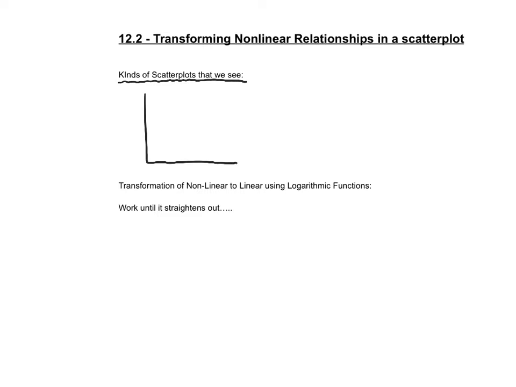Sometimes we see scatter plots that really just kind of look like this, right? So it's really nicely linear for us. So if I were to draw a straight line, it looks like it really models that data pretty well. That's what we want to see. Very much linear data sets.